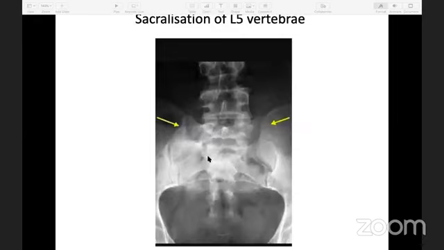This is sacralization of the L5 vertebra. That means fusion of the transverse process of L5 to the sacrum.